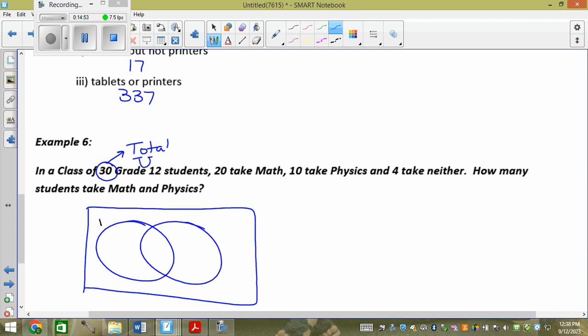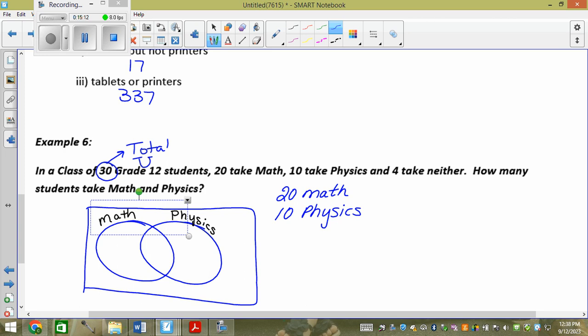And I know I'm comparing math and physics. And you've read it already. So there's 20 students take math, 10 physics. Does it say math only and physics only? Nope. So can we just put those in the circle?